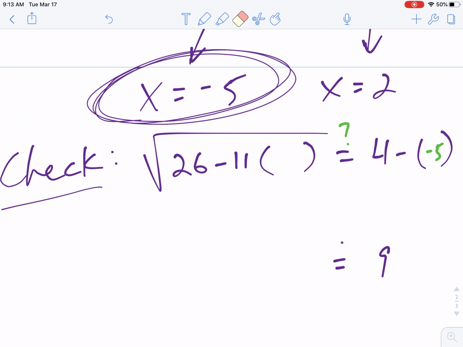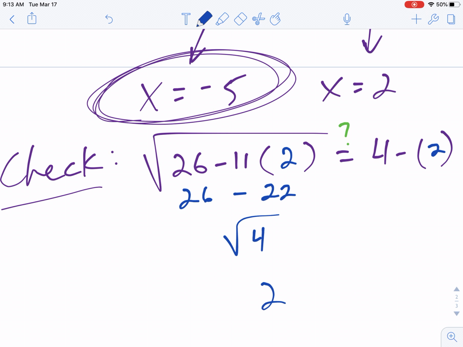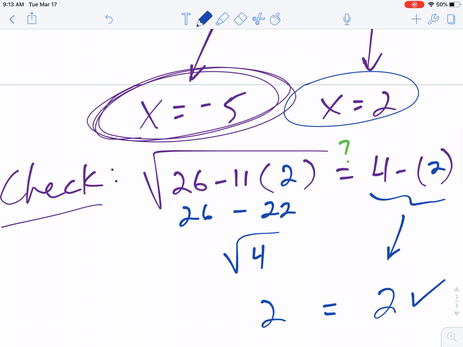Now we need to go back and check the other solution, because sometimes there's 2 solutions, but sometimes there's only one solution. You got to check both of them. So this is going to give you 26 minus 22, which is 4. The square root of 4 is 2. And over here you end up with 2 also. So both of them check off. So this problem has 2 solutions, negative 5 and positive 2.